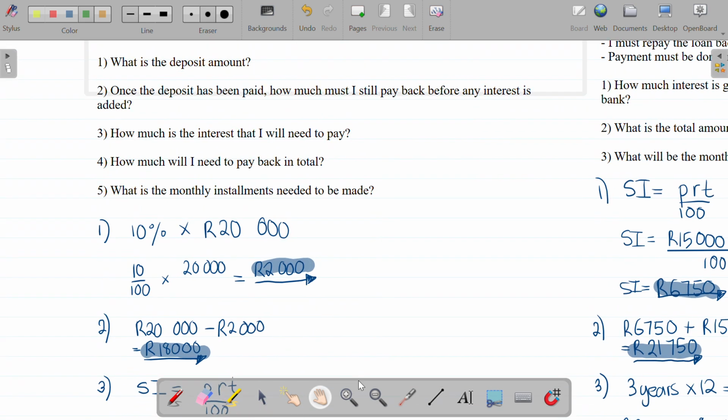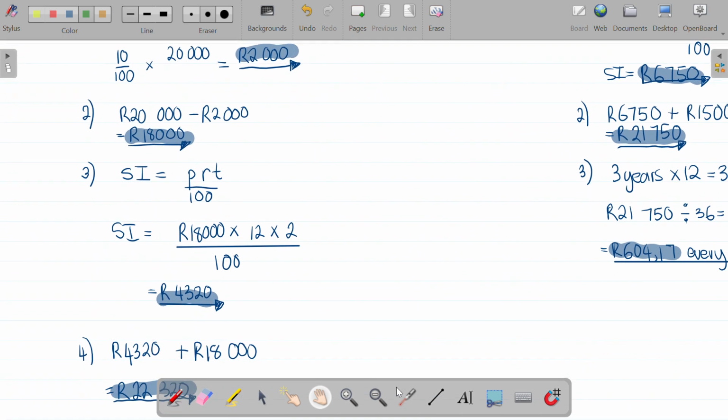Okay. Question 2 is saying, once the deposit has been made, how much must I still pay back before any interest is added? So this is a nice way of wording the question. What you need to do is you take your full amount that the TV is worth, or what your item is worth, and you minus the deposit amount. Why? Because now you have paid this amount up front, so the amount that you need to pay back without any interest added is only the 18,000 Rand.